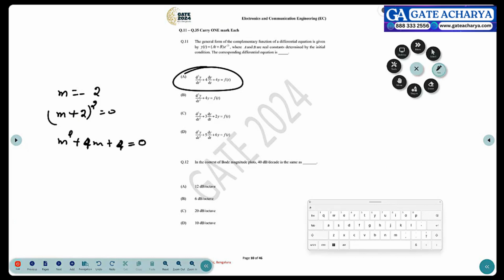So from the solution, what is the equation? Here the clue is that real and equal roots are involved. So m is equal to minus 2, which means m plus 2 is equal to 0. That gives a quadratic, (m plus 2) the whole square is 0, so m square plus 4m plus 4 is equal to 0. Then m is d, so d square plus 4d plus 4 is 0. The equation is d square y by dx square plus 4 dy by dx plus 4y is equal to some function of x. So A is the correct answer.